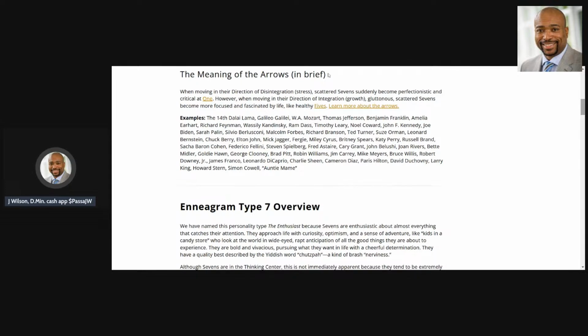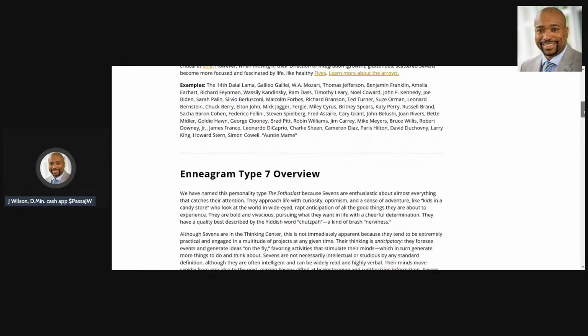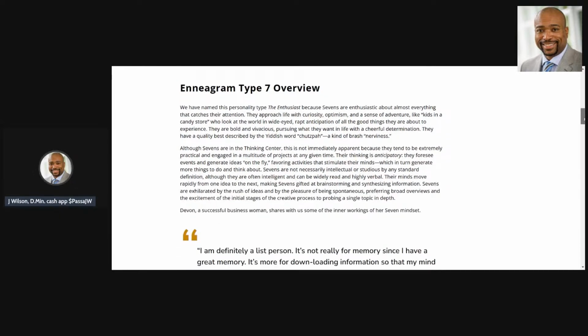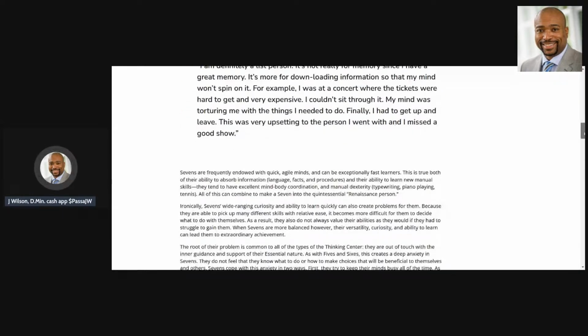So these are some of the people: Mozart, Thomas Jefferson, Benjamin Franklin, Amelia Earhart. Look at all of these people. A lot of these people, they just go and do it. They can move anywhere. They don't need to have friends. They can just move somewhere because it might seem fun to them. That is them.